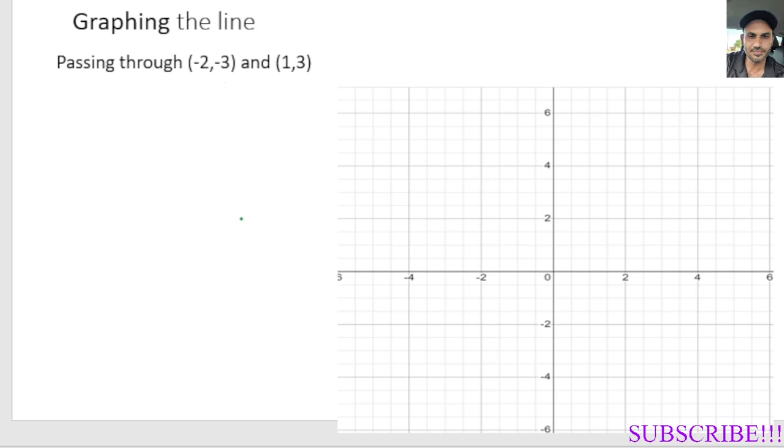Hello, welcome everyone. In this video, I'm going to go over how to graph a linear line on a coordinate plane. We're going to start with this example. We have information about the line that is passing through these 2 points, and then we are going to figure out the equation of the line, and then plot that line on this graph with a few points. To start, we need to find the slope and the y-intercept of the line.